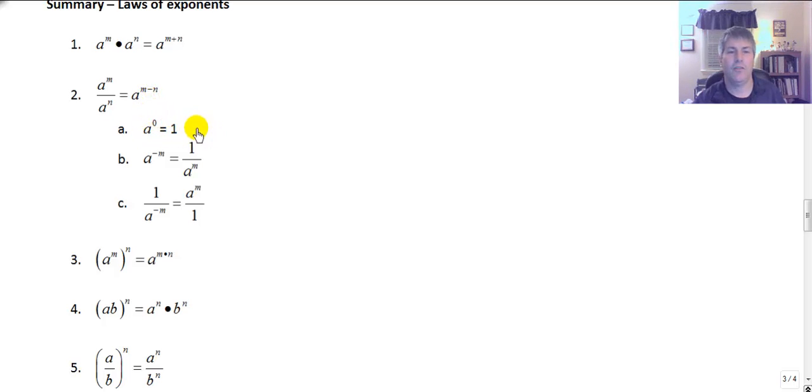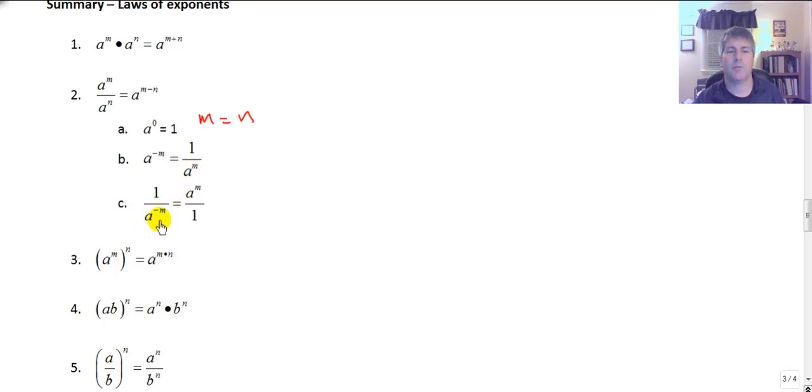A to the 0 equals 1, and that would occur when m equals n, or our exponents are equal. A to the negative m equals 1 over a to the m, and that would be if, well, in this case I probably should use n, our denominator exceeds our numerator. Essentially it tells us we can flip our fraction or work with reciprocals. Or if we have 1 over a to the negative m, that's equal to a to the m over 1. So here's an example of a negative exponent becoming positive in the denominator.